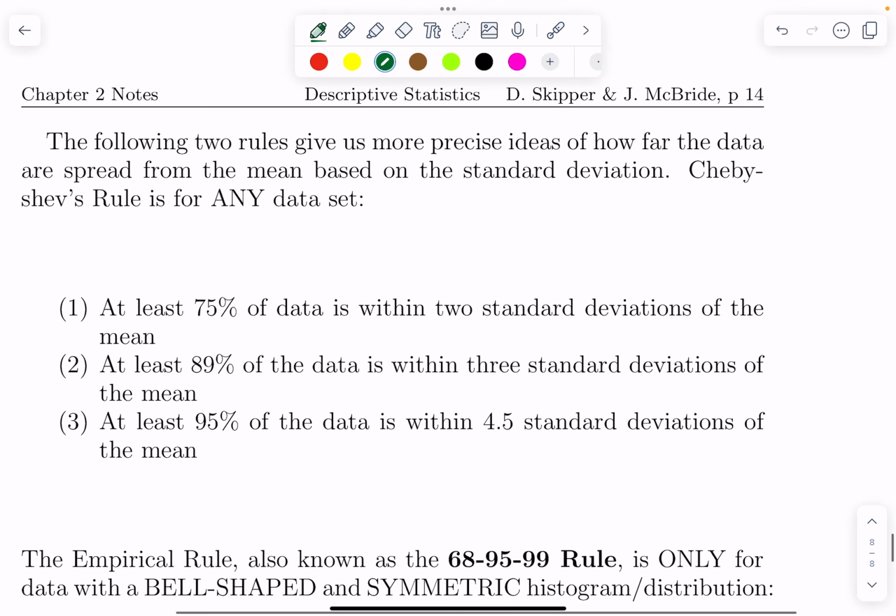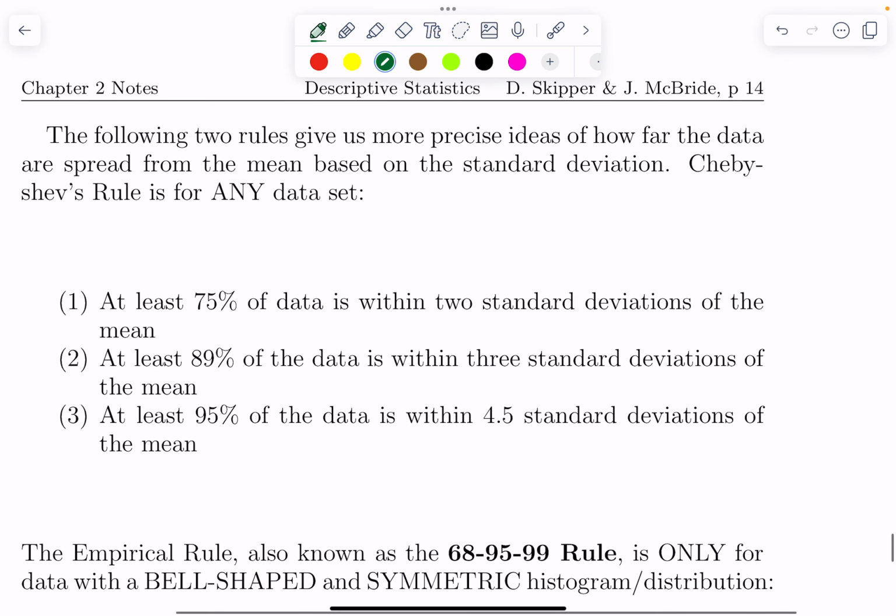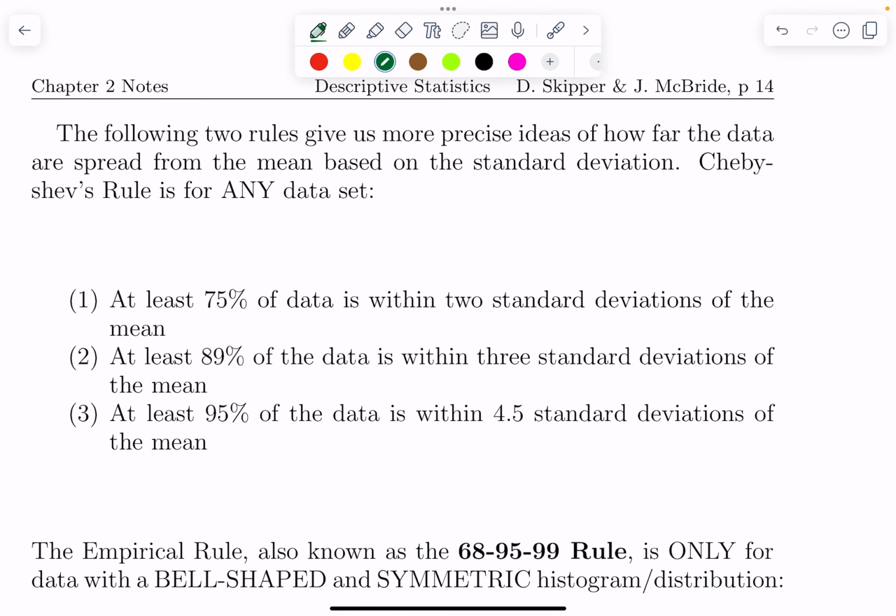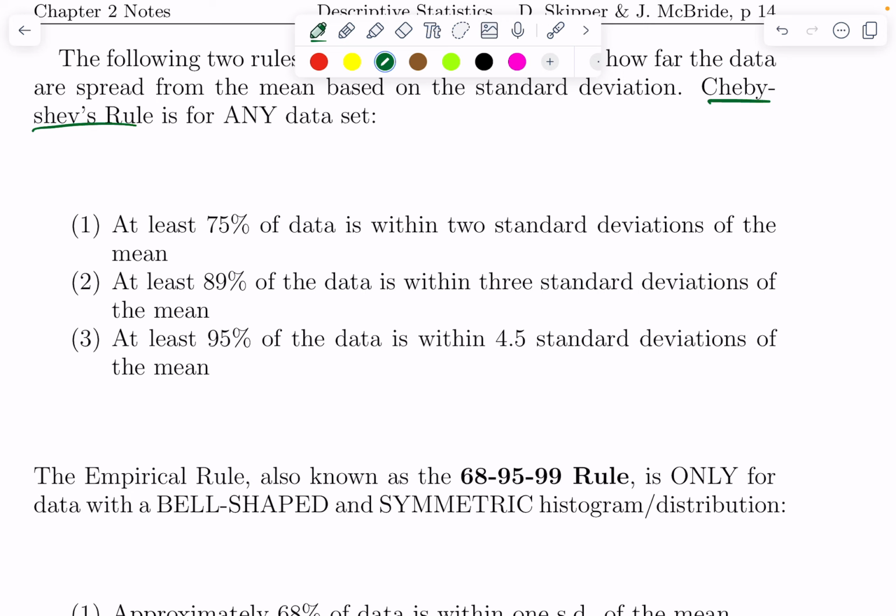The following two rules give us a more precise idea of how far the data are spread from the mean based on the standard deviation. This is called Chebyshev's rule, and it is for any data set. At least 75% of data is within 2 standard deviations of the mean. At least 89% of the data is within 3 standard deviations of the mean, and at least 95% of the data is within 4.5 standard deviations of the mean. That's Chebyshev's rule.